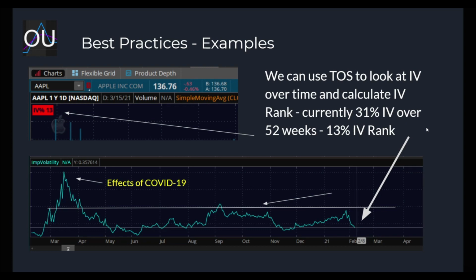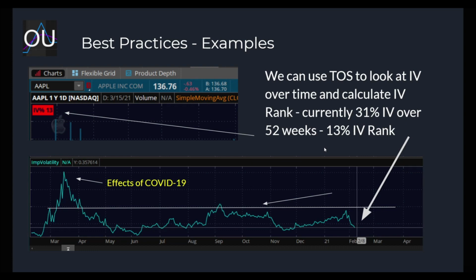Here's an example of what you can look for in the platform. In this case, it's Thinkorswim. The Thinkorswim platform allows you to graph the implied volatility down here at the bottom. I have a graph here of, I think, Apple. Up in the top left here it shows you the IV rank as a percent. It's really just a number between 0 and 1, but in this case it's 13. And down below we see the implied volatility is roughly 30%.